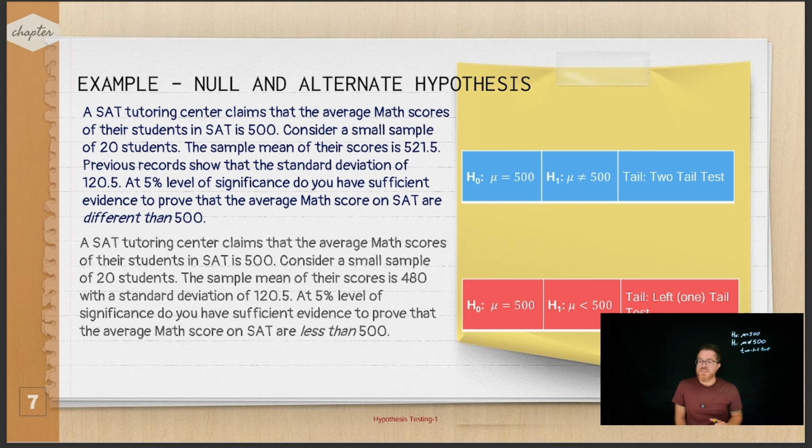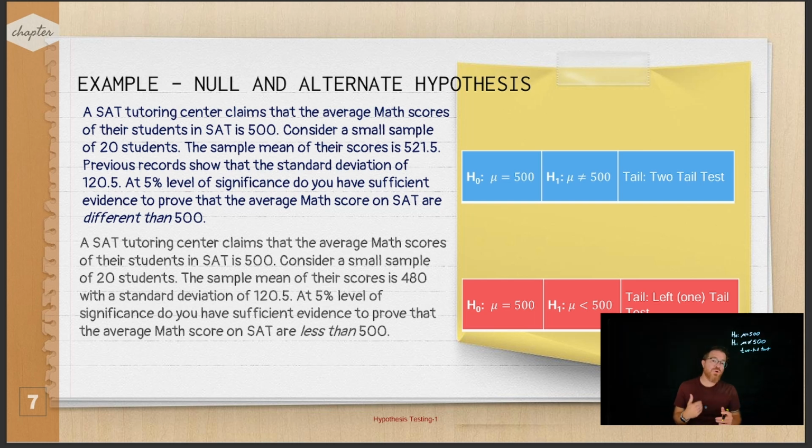The second example says an SAT tutoring center claims that the average math score of their students on the SAT is 500. Consider a small sample of 20 students. The sample mean of their scores is 480 with a standard deviation of 120.5. At the 5% level of significance, do you have sufficient evidence to prove that the average math score on the SAT is less than 500?